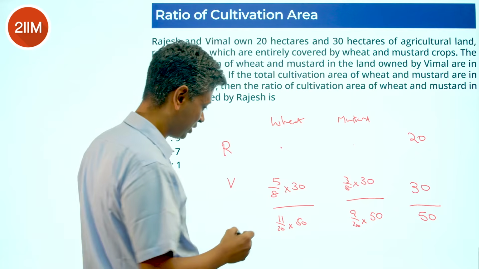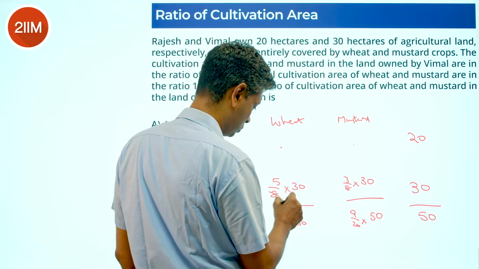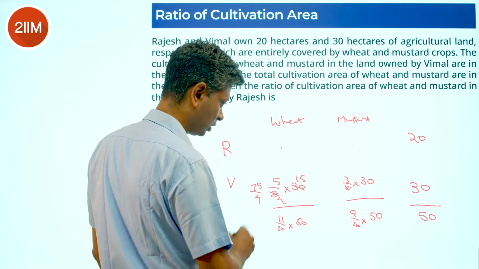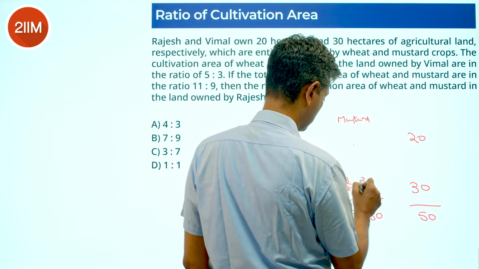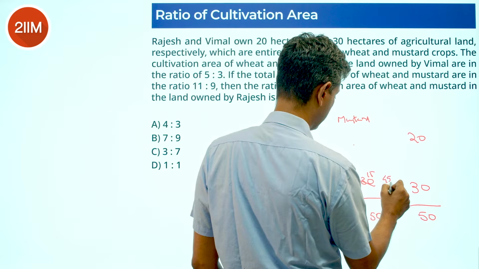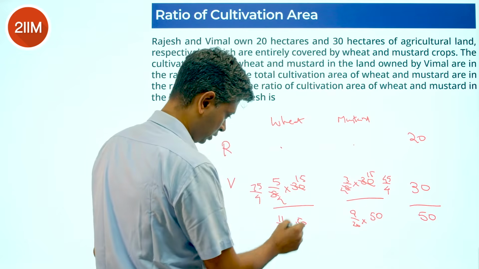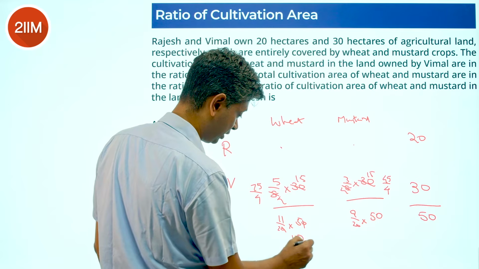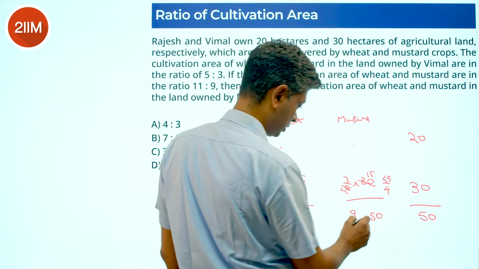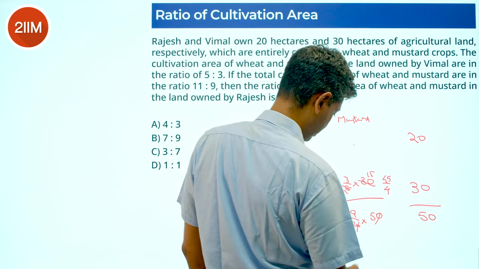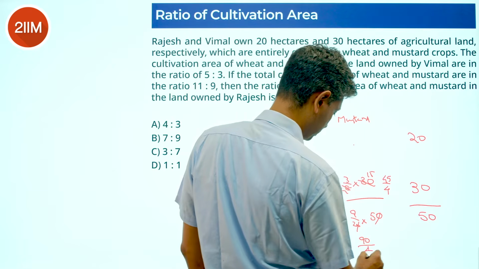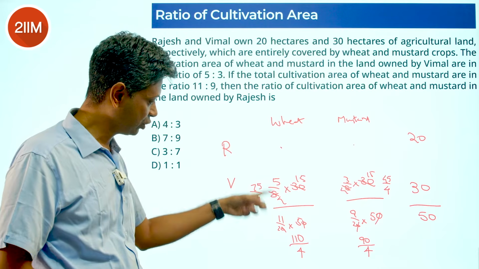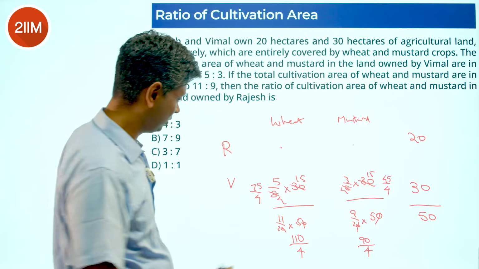5 by 8 into 30 becomes 4, 15. This is 75 by 4. 3 by 8 into 30, 4, 15, 45 by 4. 11 into 5, 55 by 2, I'm going to get 110 by 4. This is 45 by 2, I'm going to call it 90 by 4. 110 by 4, 75 by 4, this plus this should be the total land. So this is 35 by 4.